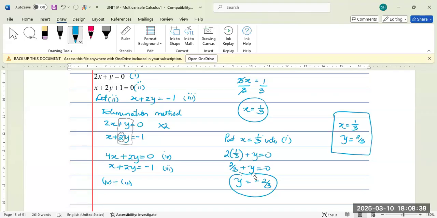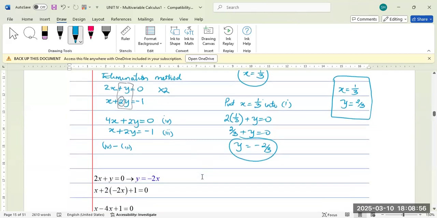Any questions? So, yeah, I'm going to do it, but next year I'll get the answer without doing this long way. Okay, it's not a matter of a long way now. This is the elimination method.